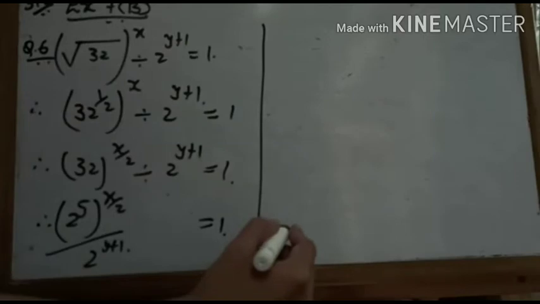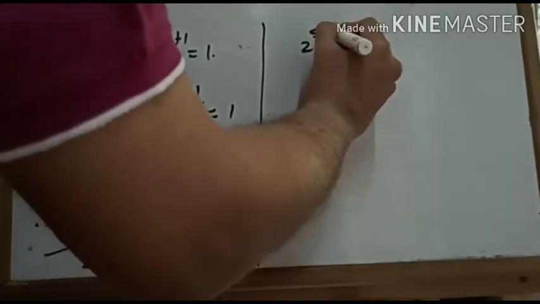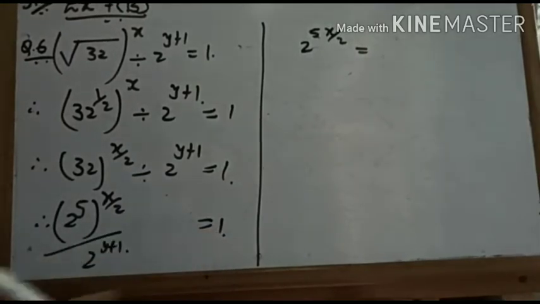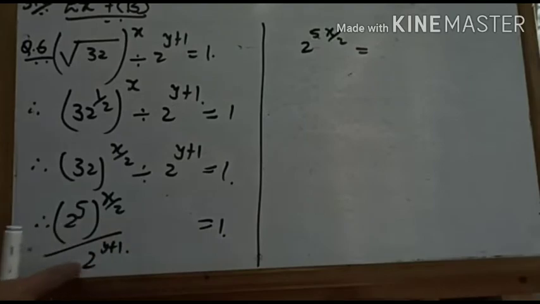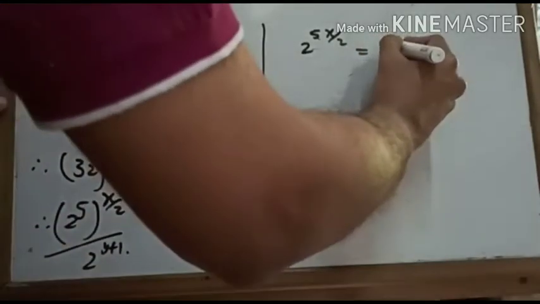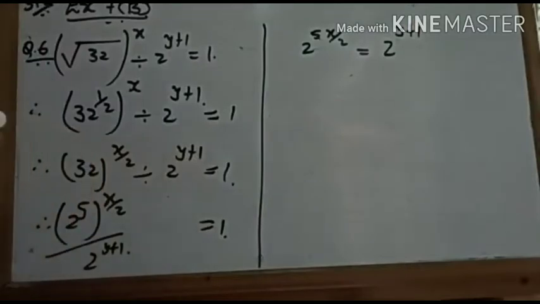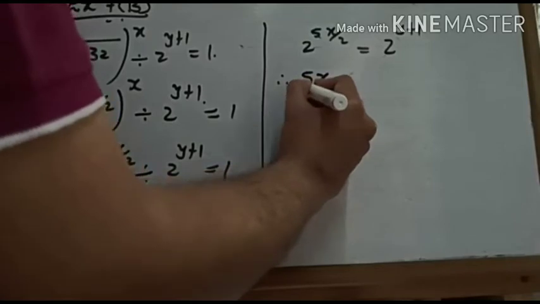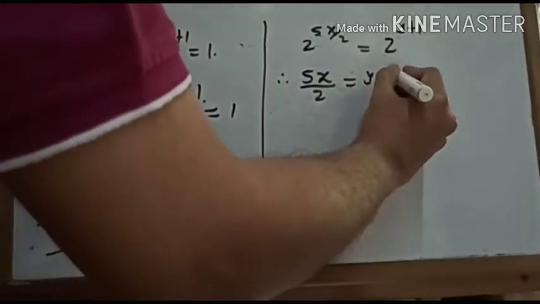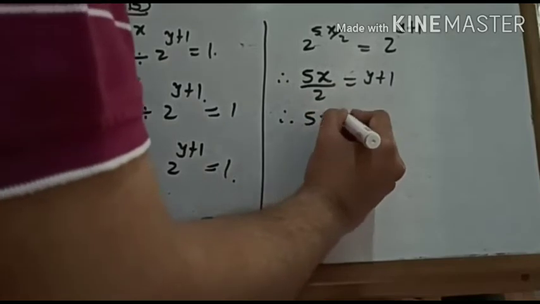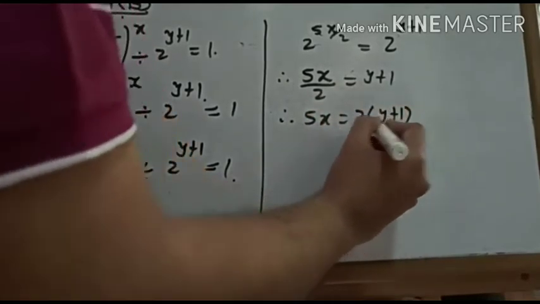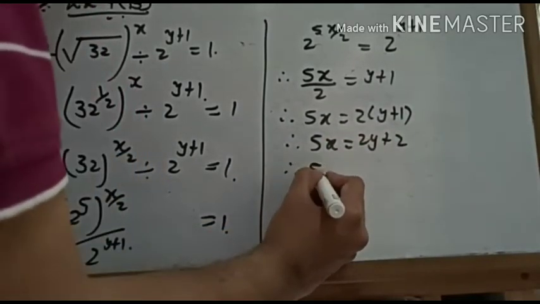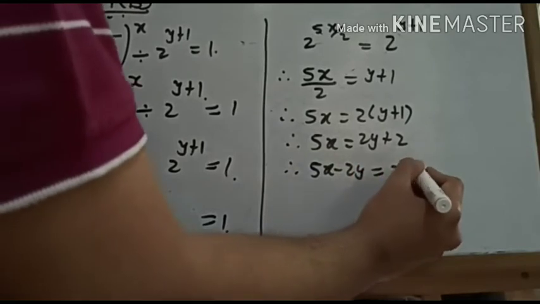Now, further, what we understand is 2 raised to 5x upon 2 is equal to this particular division. If it goes to the other side, it will be multiplied by 1. So 1 into any number is the number itself. I can say 2 raised to y plus 1. What can you see here? Both the bases are equal. So I can equate the powers, that is 5x upon 2 is equal to y plus 1. I am taking that 2 on the other side, 2 into y plus 1. So ultimately I get 5x is equal to 2y plus 2. Therefore 5x minus 2y will be equal to 2.